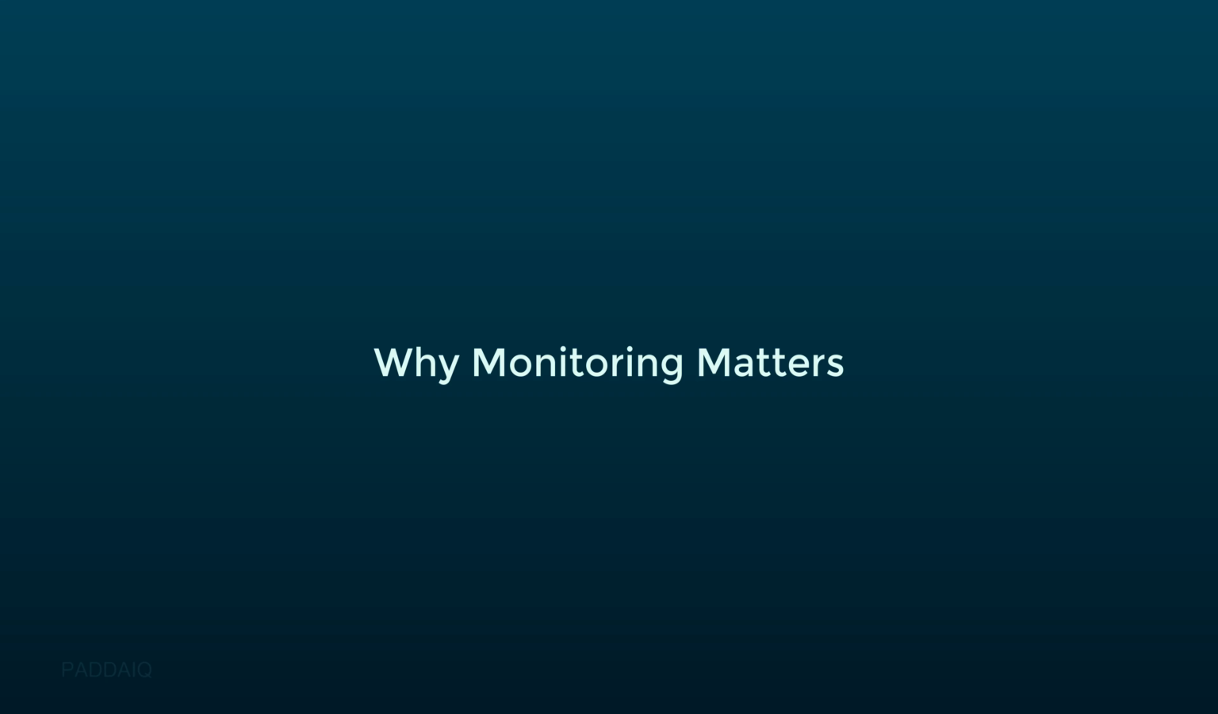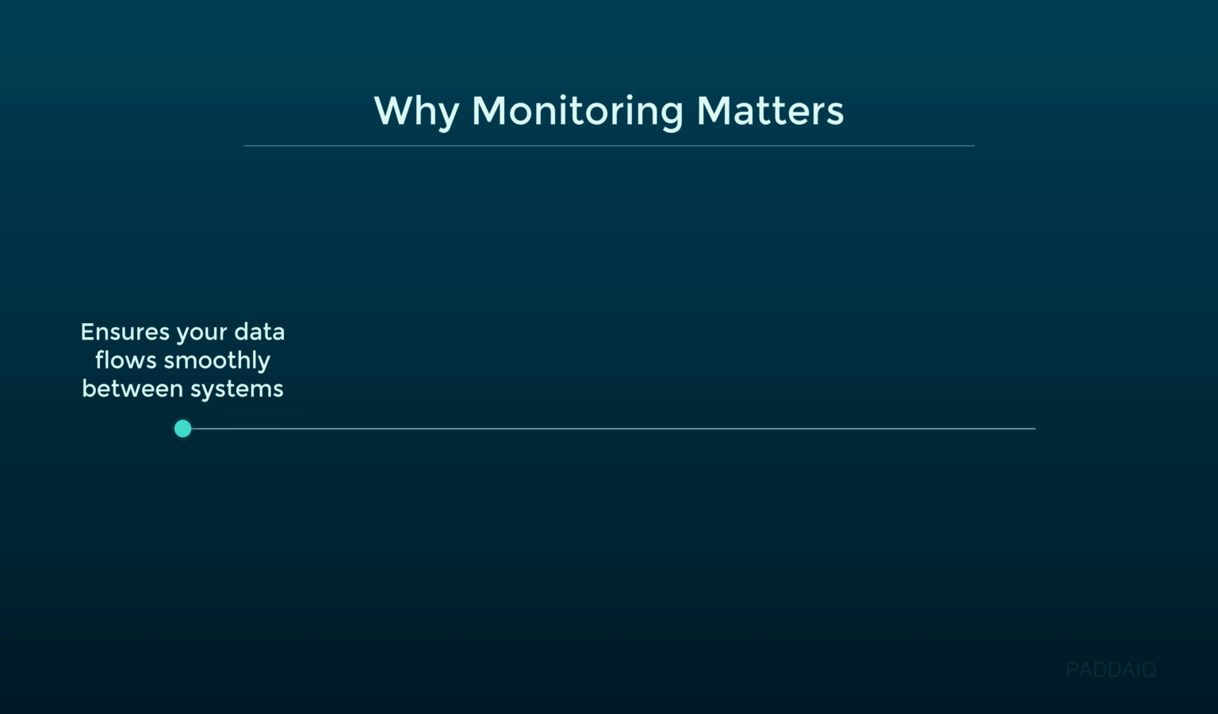Understanding the critical importance of monitoring ensures your data flows smoothly between systems. This means your business information moves reliably from one application to another without delays or errors. For example, when a sales order is created in one system, it automatically updates inventory in another. This continuous, error-free data flow keeps your business operations running efficiently and dependably.